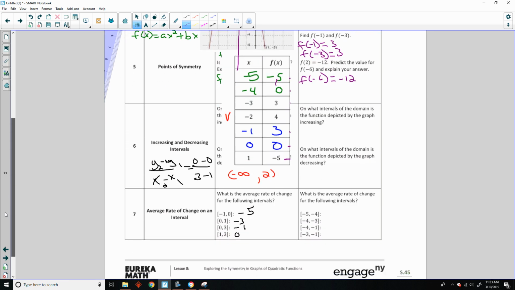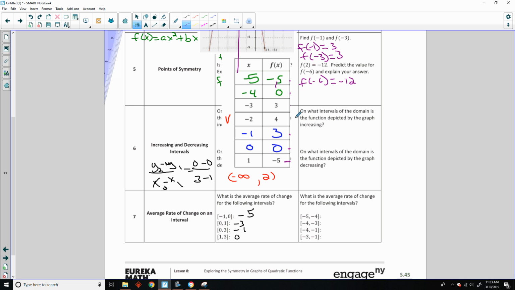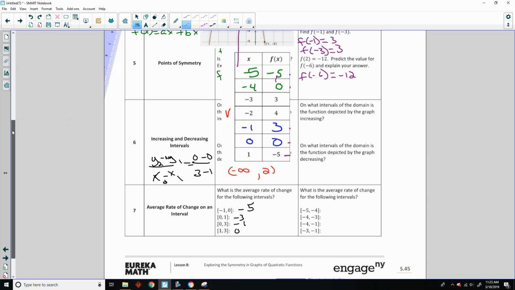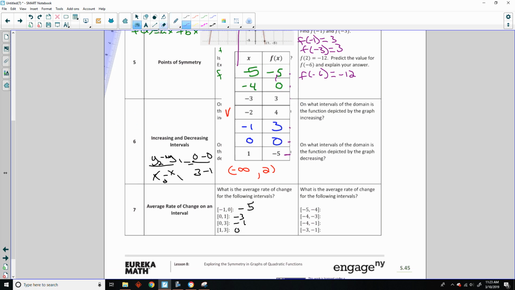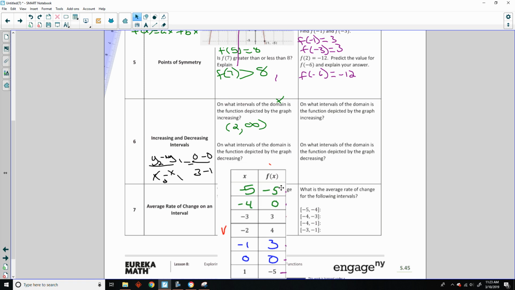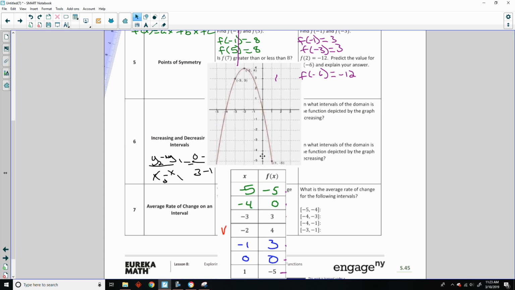Now it says, on what intervals of the domain is the function depicted in the graph increasing? Okay, so let me move my graph down. I don't know if I'm ever going to use that table, but just in case. All right, get rid of that.